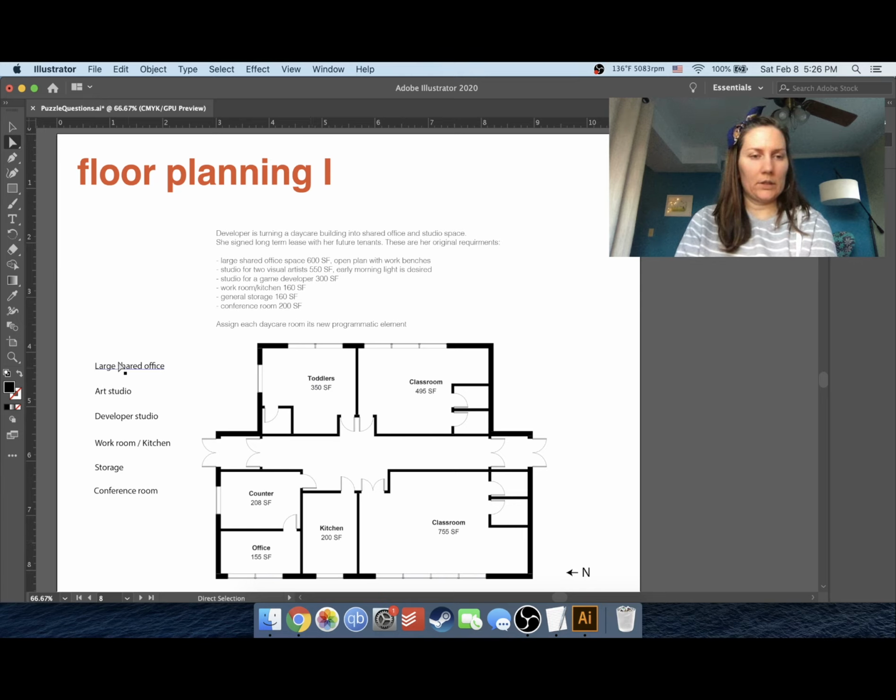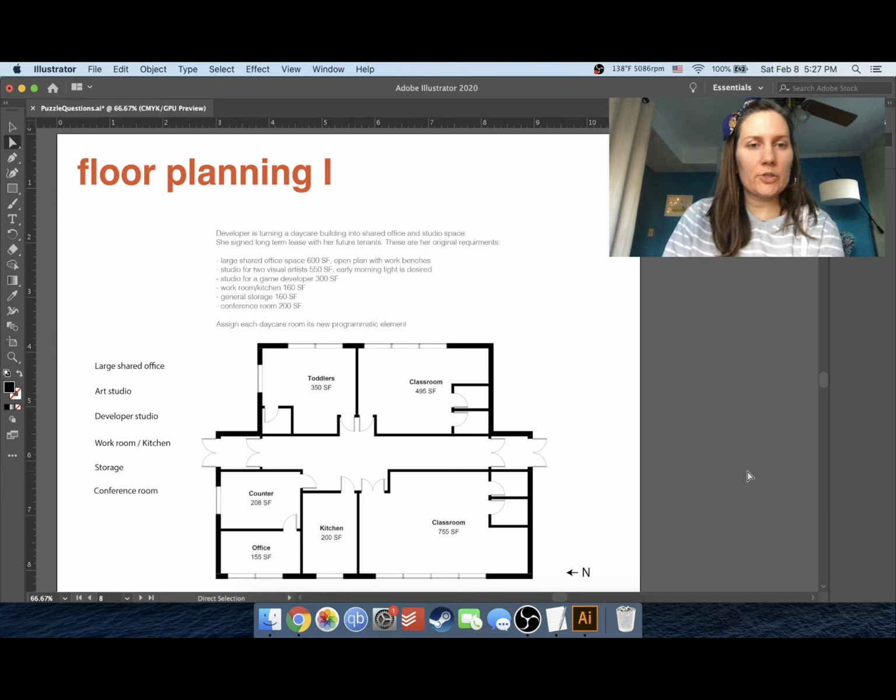And then on the left, we have a list of spaces. We have office, studio, kitchen, storage, conference room. So it sounds like what's going to happen here is that we're going to be dragging things and replacing these room names with these room names on the left. But let's see.